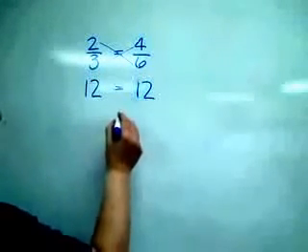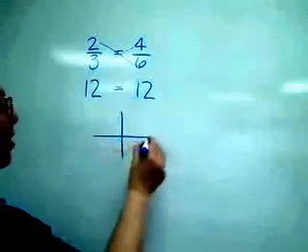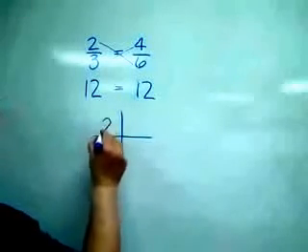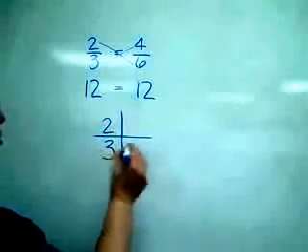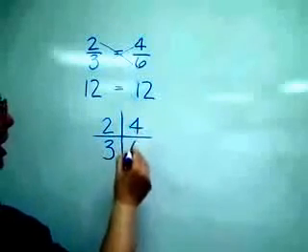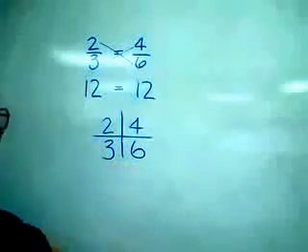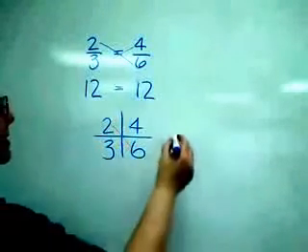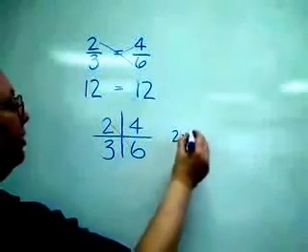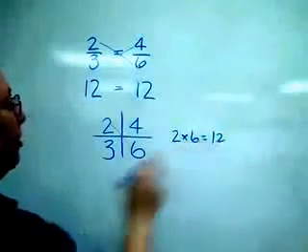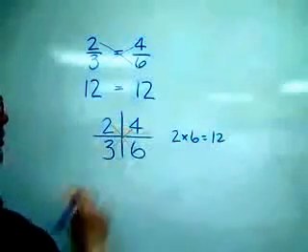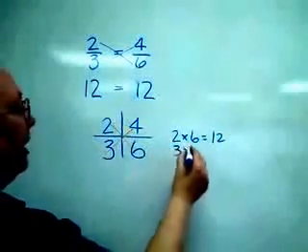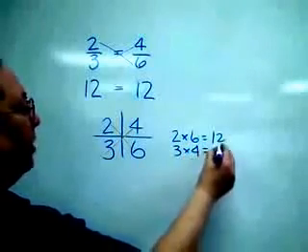Okay, the way I often set them up is in what I call the grid, where I have the 2 and the 3, the 4 and the 6. And I am going to multiply the 2 times 6 gives me the 12. Likewise, the 3 times 4 also gives me the 12.